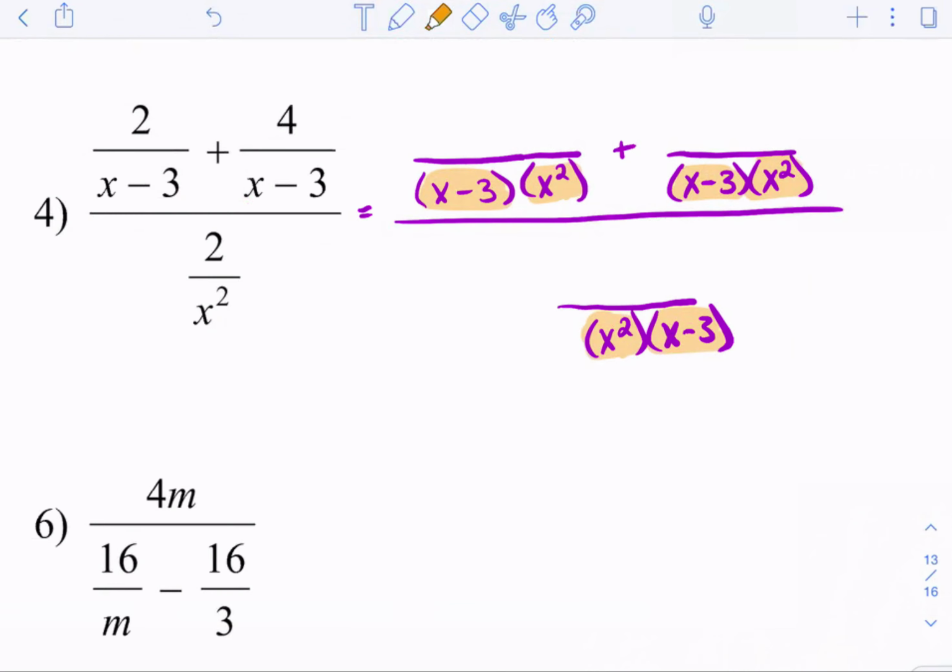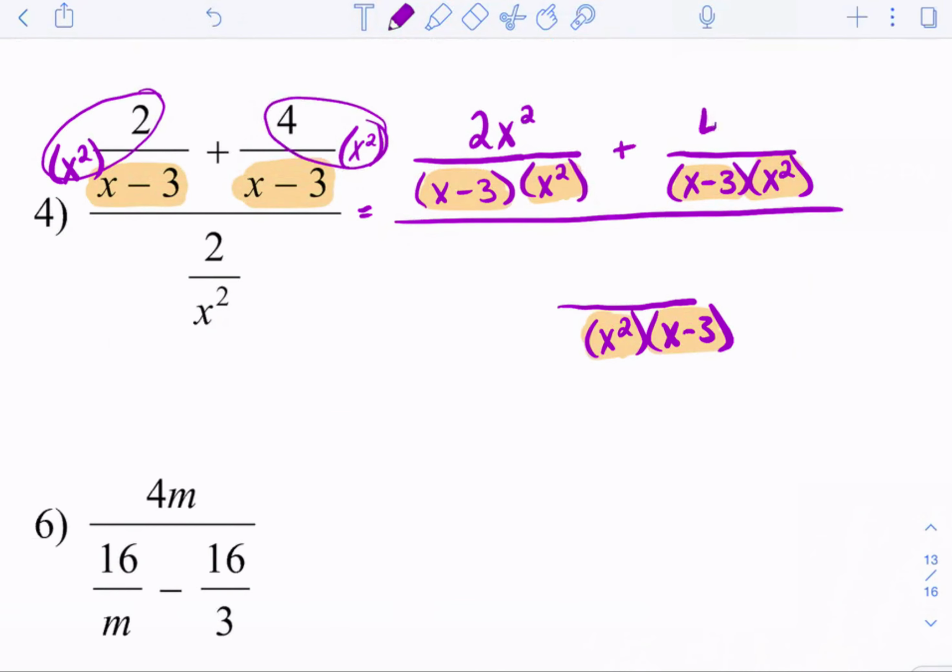But what I want you to notice is that this already has x minus 3. So what do I need to multiply it by so that it has this whole denominator? I have to multiply by x squared. So that's why I'm going to multiply this with x squared. I get 2x squared. Same thing here. It already has the x minus 3, so I need to multiply the x squared with this. So I get 4x squared.